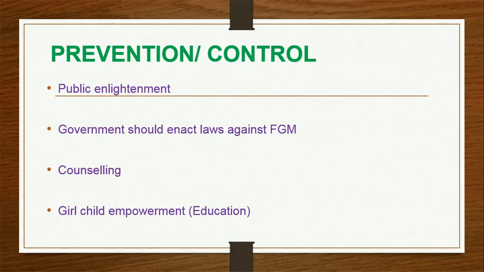Number 2 is government should enact laws against FGM. So there should be a law there. When people know that they can be fined or jailed for carrying out these harmful or evil practices, then maybe they will stop it. Then 3, counseling. This is necessary for the girl child, maybe to help the person overcome depression, low self-esteem, and any other negative effect it has on them.